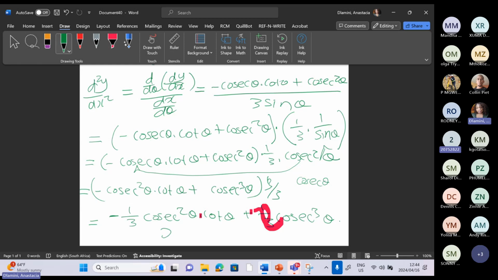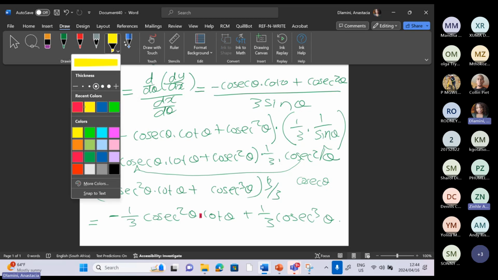You remind me, 2 times xy equals 2xy, not 2x 2y. Make sense? Okay. Because this is cosec times cot.